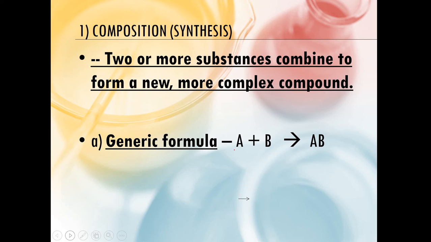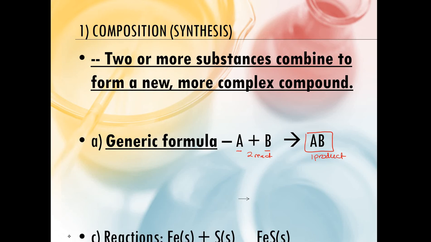So for example, our generic formula is A plus B, and that'll give you AB. We'll notice here we have one thing added to another. We have 2 things on the left side, and on the right side we only have 1 product made. So your synthesis, you should see 1 product made or less. Here we started off with 2 reactants and we ended up with only 1 product. So we started off with more things and they came together to form one larger, more complex substance.